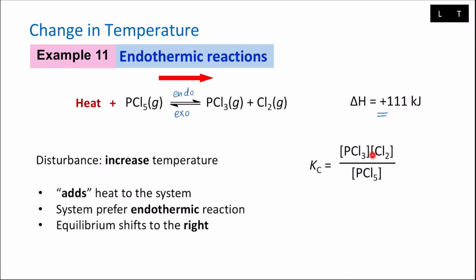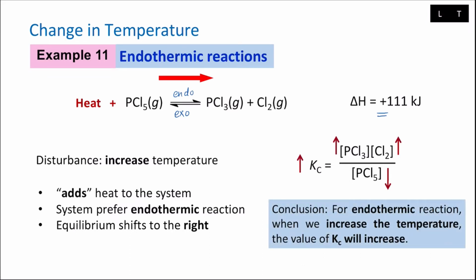So awak boleh lihat, apabila equilibrium sudah shift to the right, maknanya produk awak akan bertambah. Tapi your reactant PCl5 akan berkurang. So what will happen to the value of Kc? Dia akan sama dengan value of product ataupun dia akan opposite with the reactant. So maknanya Kc awak akan bertambah. So as a conclusion sini, awak boleh faham endothermic apabila kita increase the temperature, Kc awak akan increase.